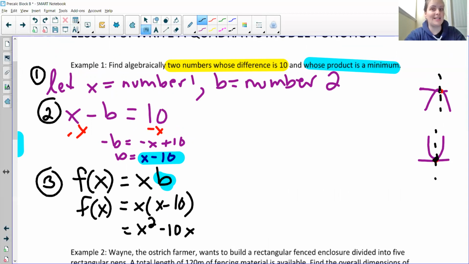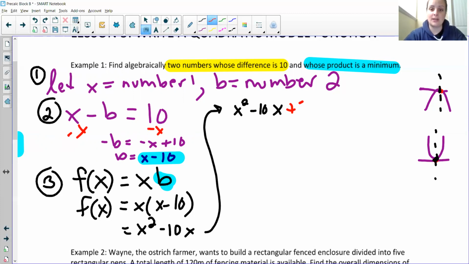So here's where it is very beneficial to flex our completing the square skills and complete the square so we can put this into vertex form and figure out where the vertex is. So we're going to rewrite this as x squared minus 10x, and then we're going to complete the square. So half of negative 10 is negative 5. Negative 5 squared is positive 25.